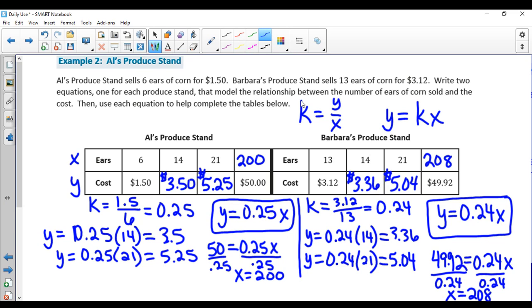We look at our problem, we've got all of our equations, we've shown all of our work, and we know that we would get a better price if we bought our ears of corn at Barbara's stand.